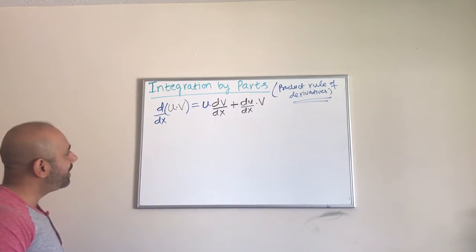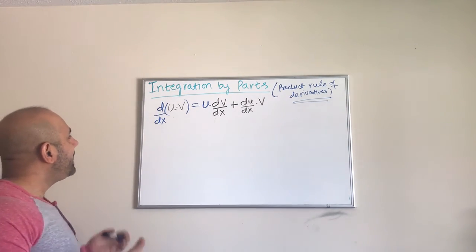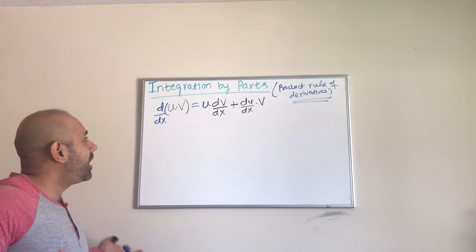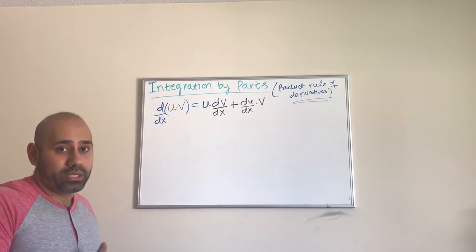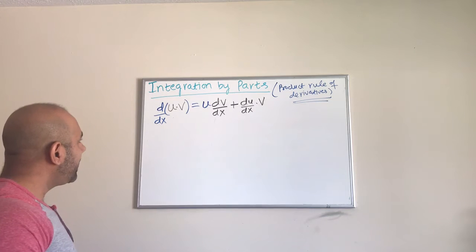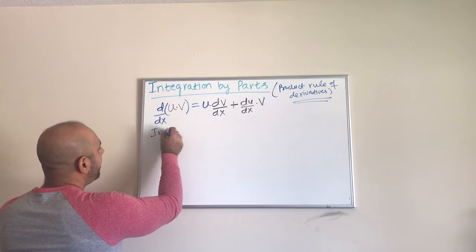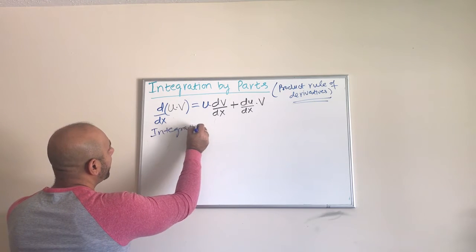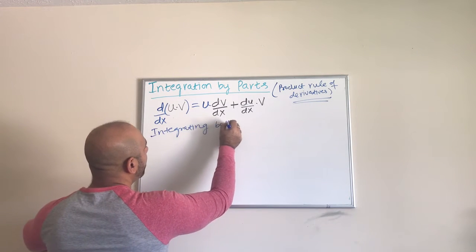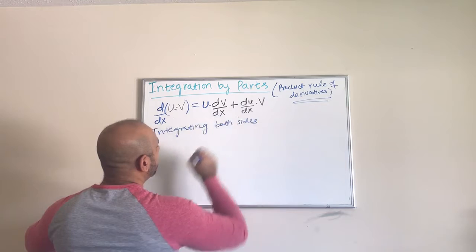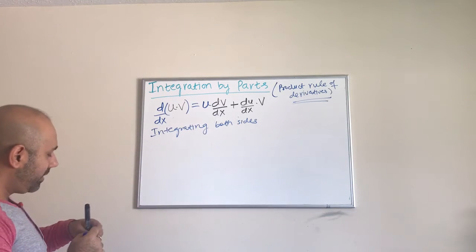So now, since we are interested in actually finding the integration by parts formula, what I'm going to do from here is integrate both sides, and we are allowed to, because we are going to do it on both sides, not just one side. So if we integrate both sides, let us see what happens. Okay, so guys, let us go ahead and integrate both sides.